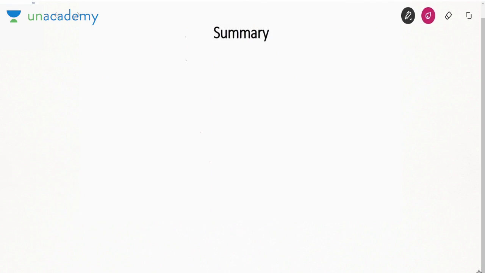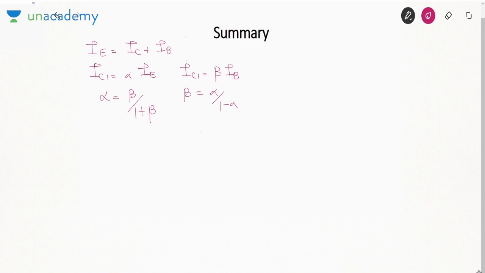So if I summarize what we have learned in this lecture, first of all, I told you about the transistor current relation, IE equal to IC plus IB. IC is alpha IE or IC is beta IB. Alpha is beta over 1 plus beta and beta equal to alpha over 1 minus alpha. Then we saw common base configuration. The input characteristic is a curve between IE and VBE, that is an exponential curve.